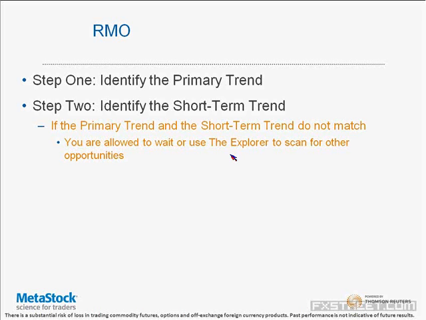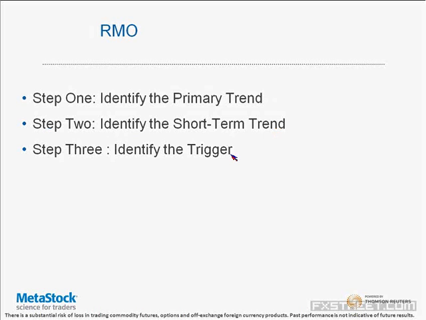If they don't match, and this is important, if the primary trend and the short-term trend do not match, you're allowed to either wait for new opportunities to come up, or you're allowed to use, we have a scanning utility in MetaStock, which makes it very, very easy to scan the different currency pairs or the different futures markets that you're interested in to find opportunities, not just on RMO, although it does include RMO, but a lot of different methodologies as well. So it's a great prospecting tool. It'll save you a lot of time and money, but it allows you to identify trading opportunities when you don't have it. Okay, so we can wait, or we can use the scanning tool to find an opportunity that might be more happening right now.